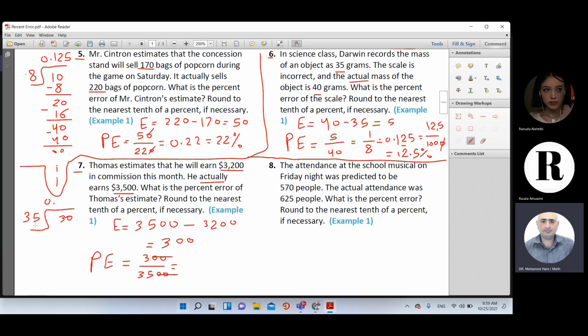Also 30 is less than 35. So we can put here 0 up and 0 here. Then here you have 300 divided by 35. Now we want a number multiplied by 35 equals 300 or close to 300. Okay, so let us try 6, for example. 6 times 5, 30. 6 times 3 will be 18. 18 plus 3 will be 21.